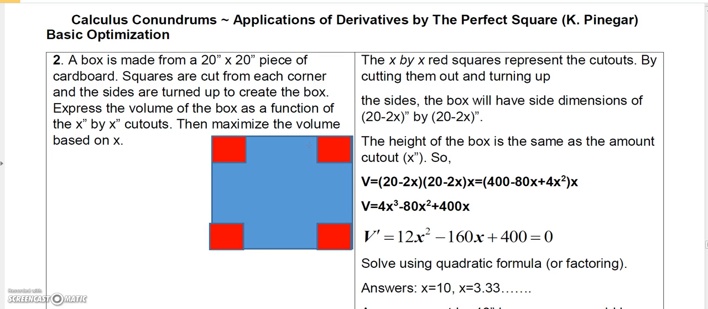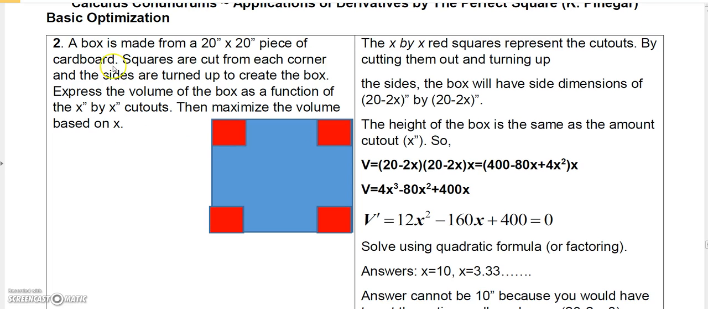Alright, let's take a look at this problem. A box is made from a 20 by 20 piece of cardboard, and squares are cut from each corner, and the sides are turned up to create the box. Express the volume of the box as a function of the x by x cutouts, then maximize the volume based on x. Okay, so let me insert some things for you here.